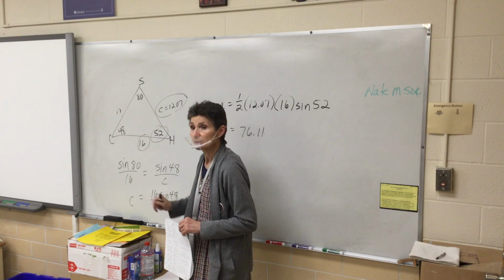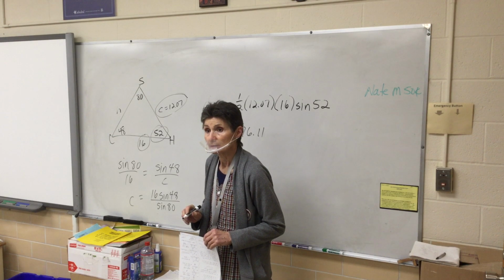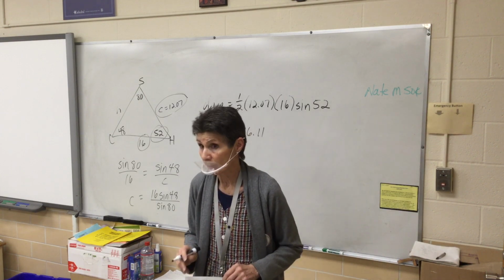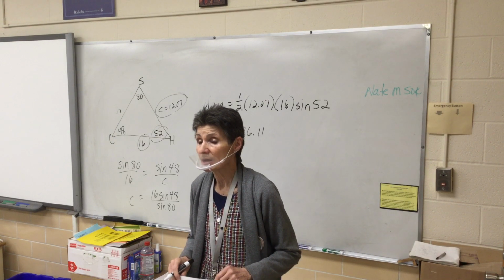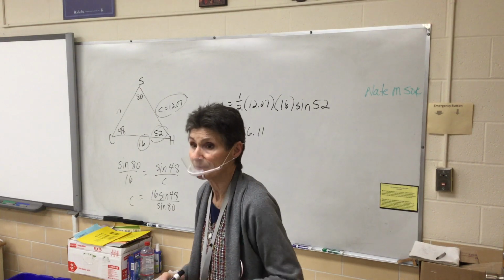So you're always using the side-angle-side for area of the triangle, right? Or Hero's formula, if you know all three sides, or 1/2 base times height, if you happen to have that information.